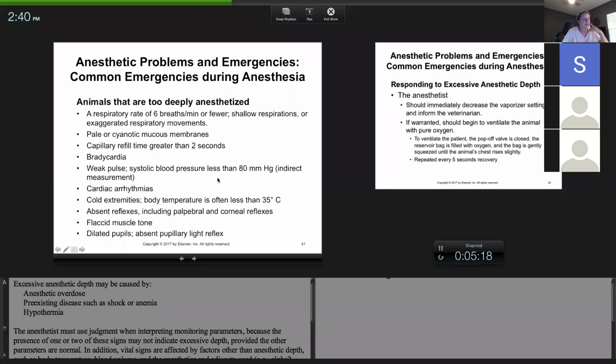Now, this number is significant because I told you that top number, we don't normally like it to go below 100 for a systolic. Now this is not the mean, this is the top number. So normally, if you have a blood pressure of 120/70 with a mean of 75, 120 is your top number. Anything below 80 is significant. And arrhythmias can occur.